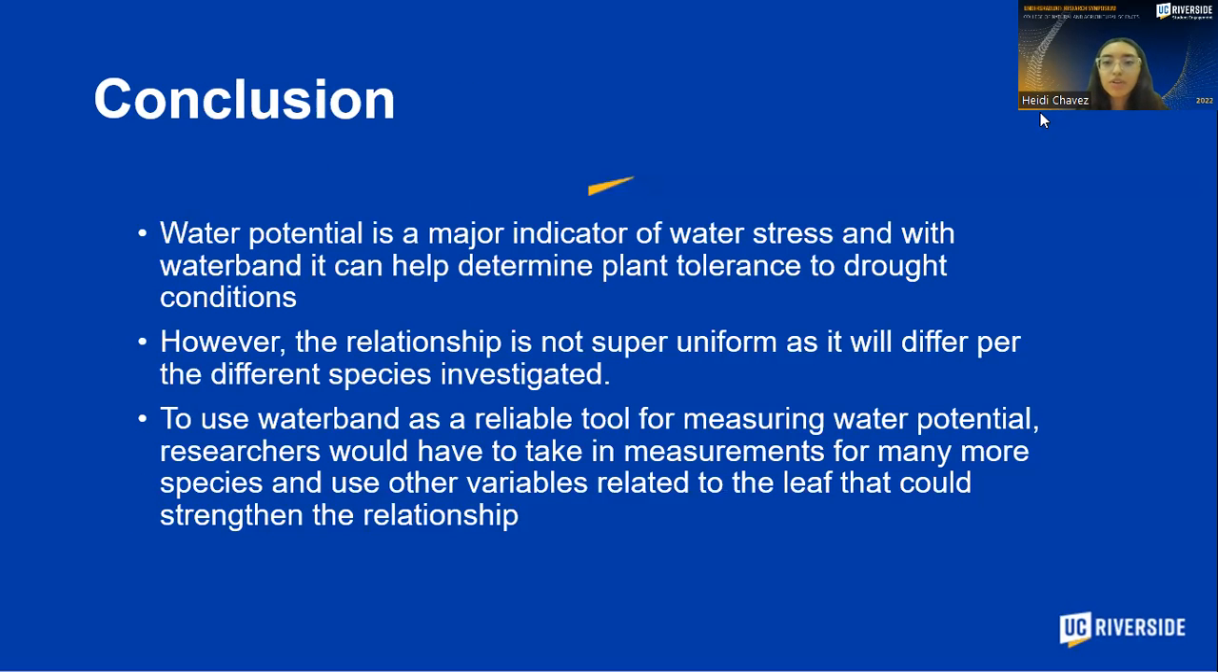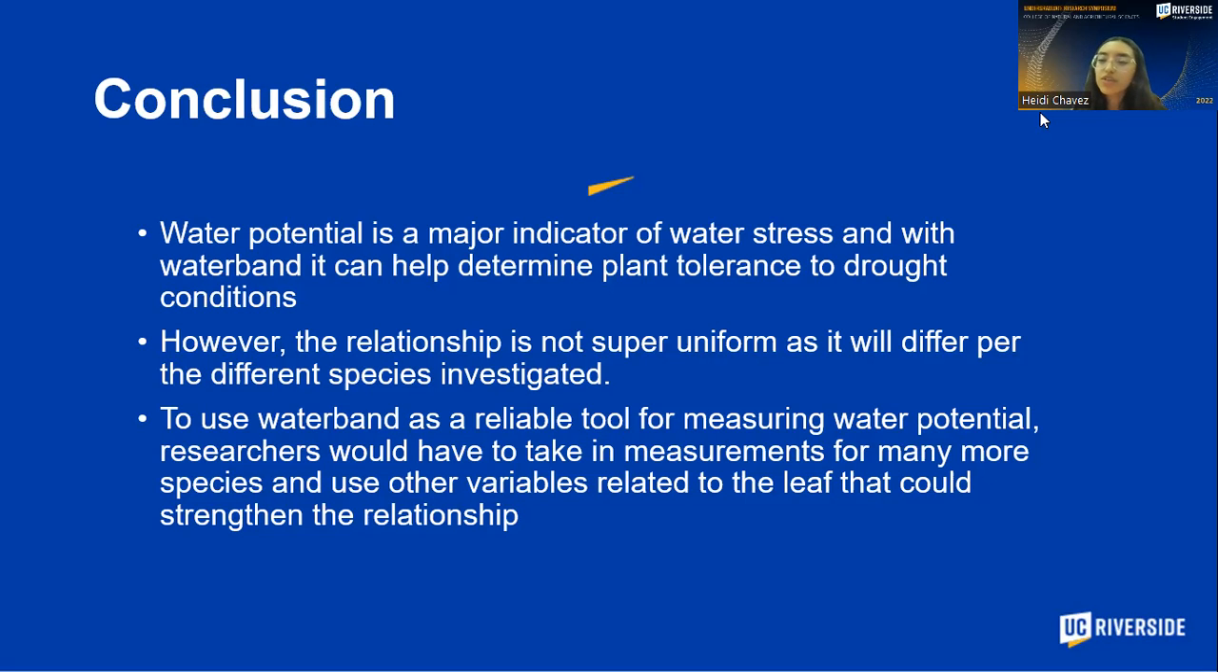And so we were able to determine that water potential is a major indicator of water stress, and together with water band, we could use it to determine how a plant will tolerate or how it will respond to drought conditions. However, we were able to see that despite some of the species being from the same biome, the values aren't uniform, so it will differ per the different species that we investigate.